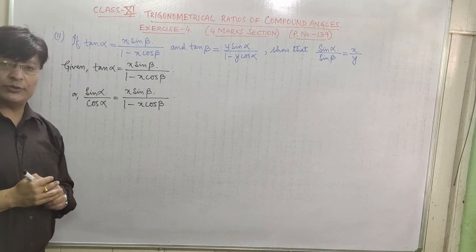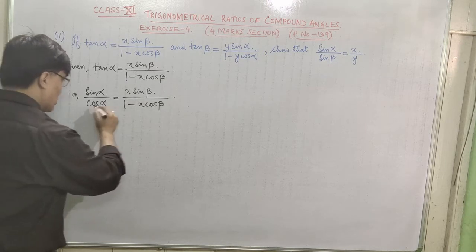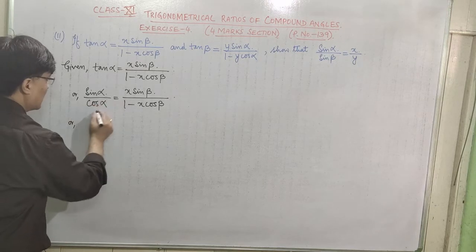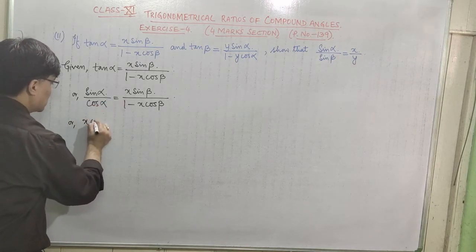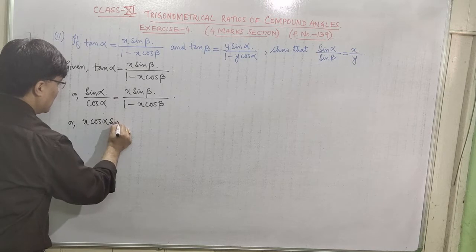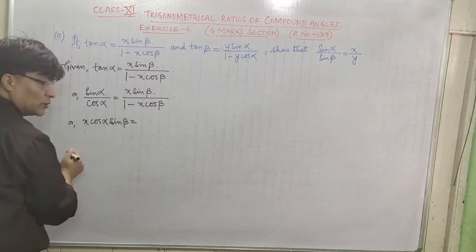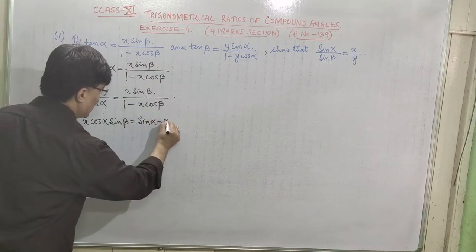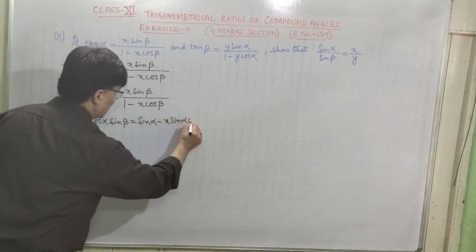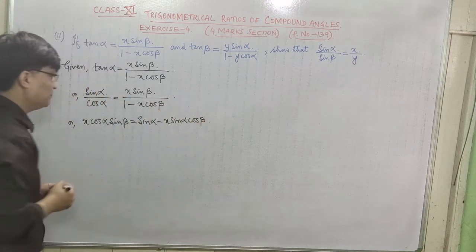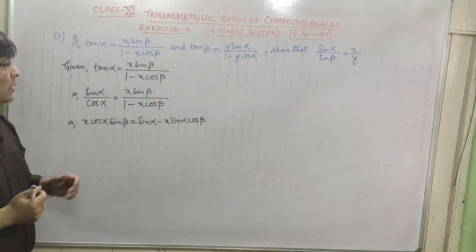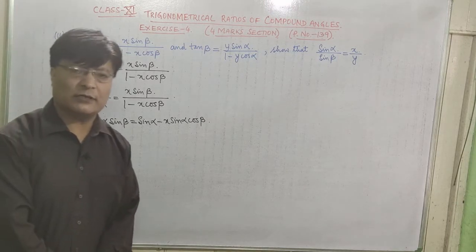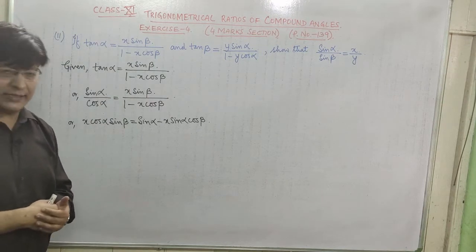So I think you have understood it. Let us do cross multiplication here, simplify it and get the value for x. This is x cos alpha sine beta is equal to, now cross multiply by sine alpha here, this is sine alpha minus x sine alpha cos beta. Now from this first given condition, we are getting the value for x.